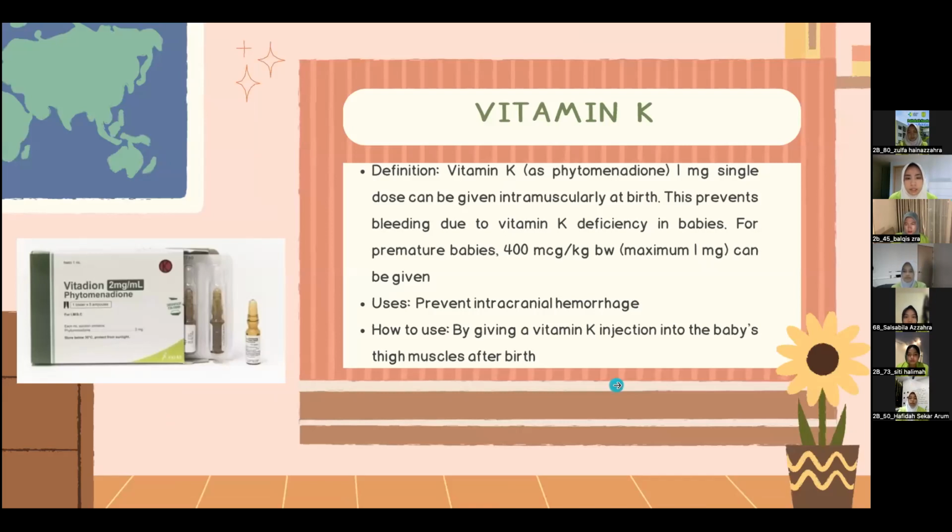Vitamin K. The definition is vitamin K as phytomenadione. A 1 milligram single dose can be given intramuscularly at birth. This prevents bleeding due to vitamin K deficiency in babies. For premature babies, 400 mcg per kg, with a maximum of 1 milligram, can be given. Uses is to prevent intracranial hemorrhage. How to use, by giving a vitamin K injection into the baby's thigh muscles after birth. Next.